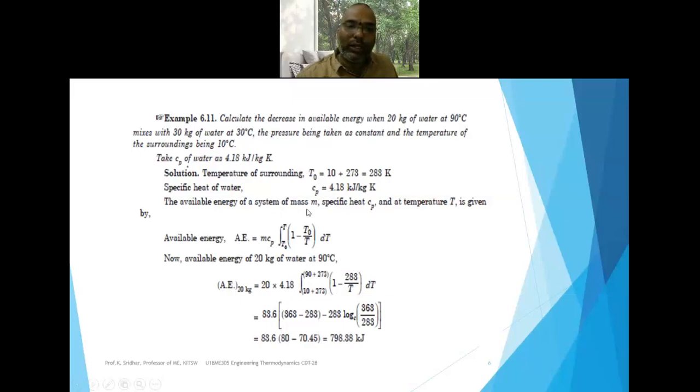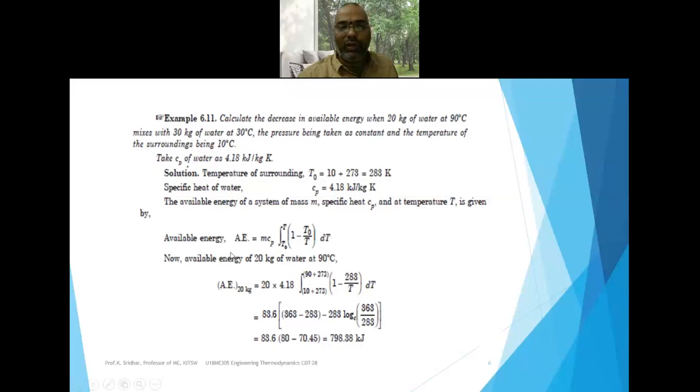So what is the formula to calculate the available energy? This is the formula: M Cp integrated from the initial temperature T naught to the final temperature T, 1 minus T naught by T into dT. Available energy is nothing but what? Efficiency, because efficiency is equivalent to work done divided by the heat supplied. So W is equivalent to efficiency into heat supplied, and heat supplied is nothing but M Cp into delta T. Like that we are able to get the available energy equation.